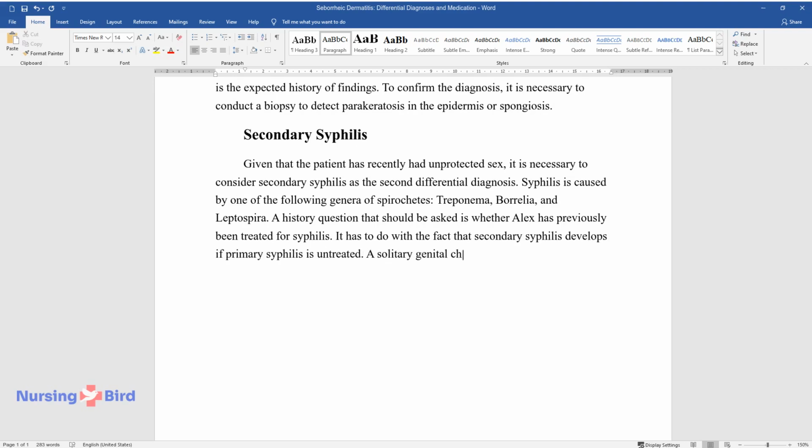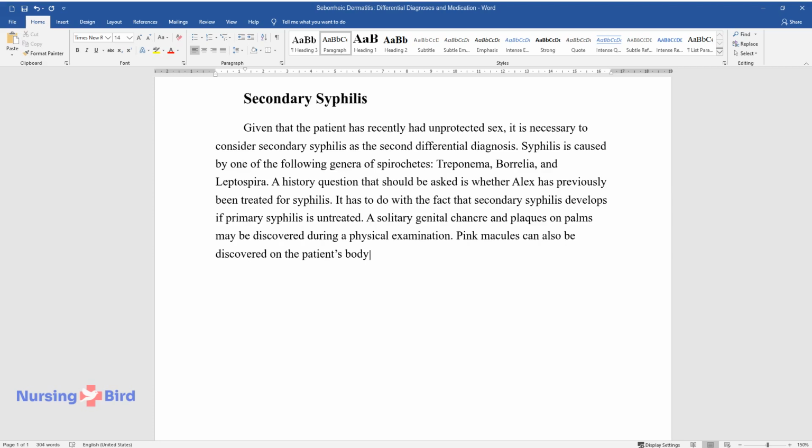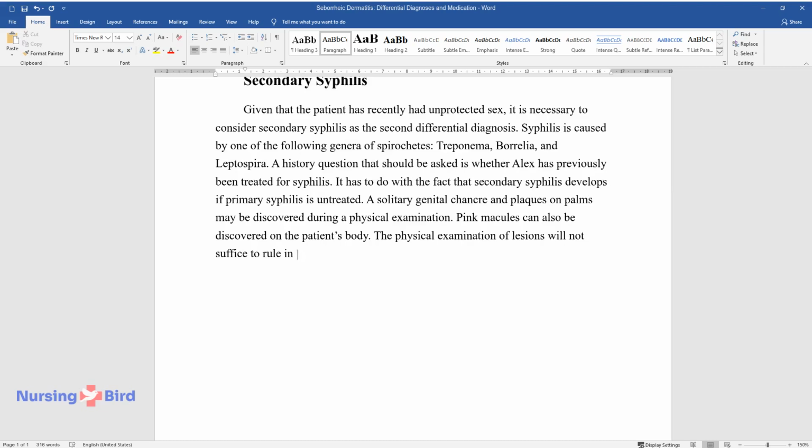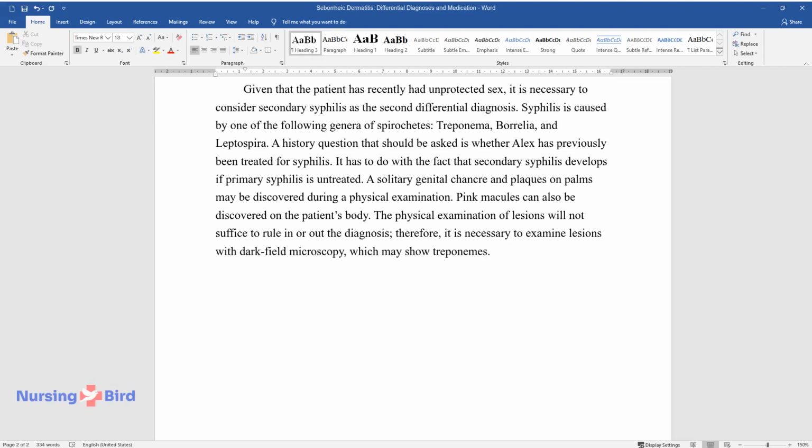A solitary genital chancre and plaques on palms may be discovered during a physical examination. Pink macules can also be discovered on the patient's body. The physical examination of lesions will not suffice to rule in or out the diagnosis, therefore, it is necessary to examine lesions with dark field microscopy, which may show treponemes.